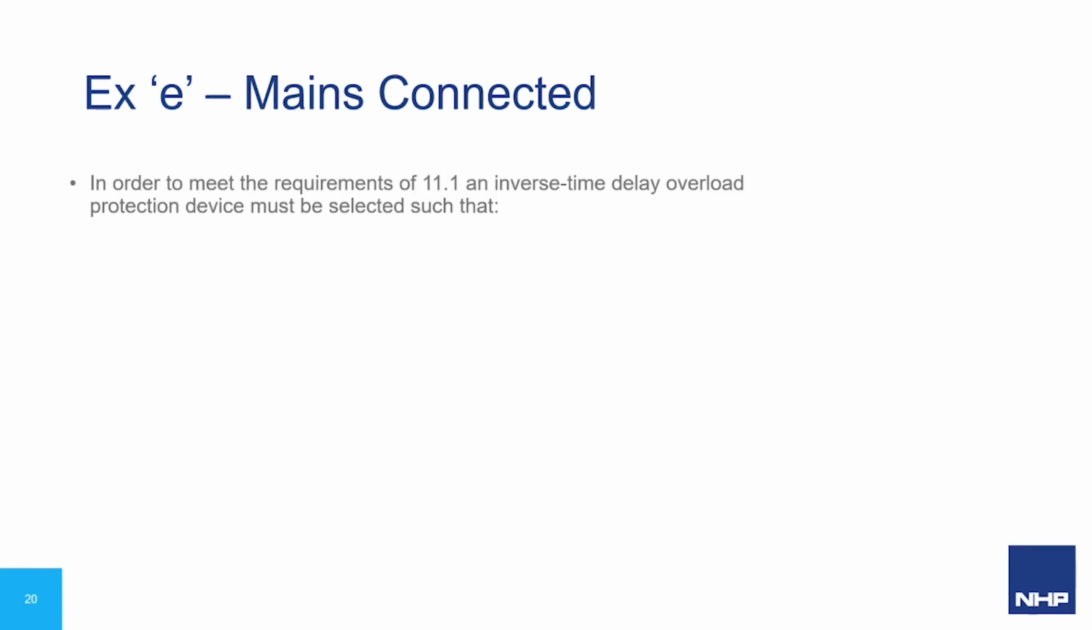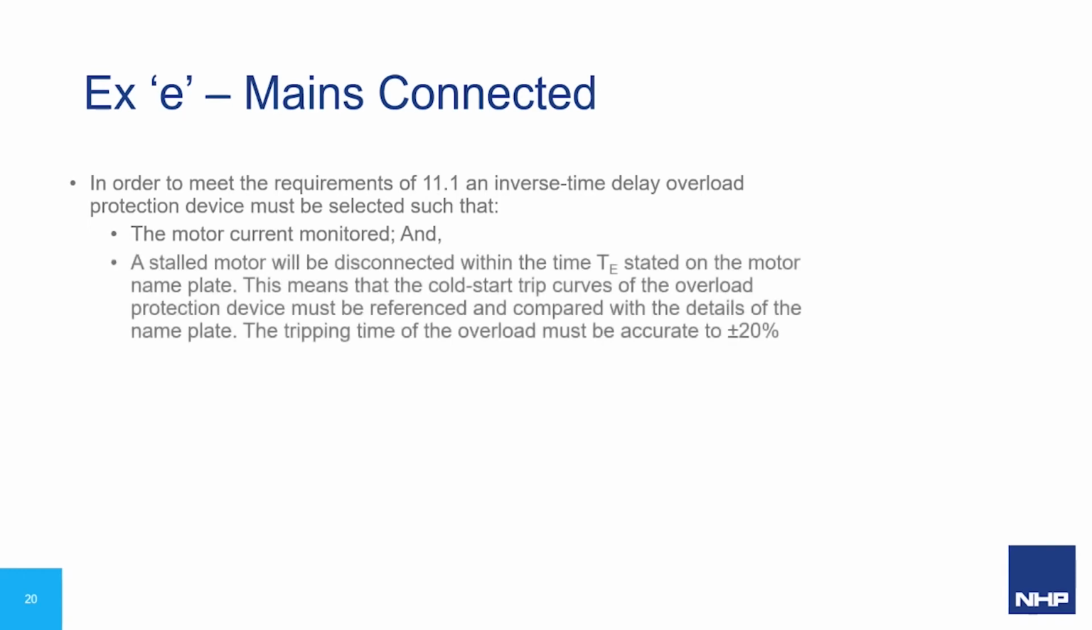Now for mains connected motors with EXE protection, in order to meet the requirements of section 11.1, which was the general requirements for rotating electrical machines, an inverse time delay overload protection device must be selected so that the following occurs. So first off, the motor current needs to be monitored, which of course a standard overload will do, but also a stalled motor will be disconnected within the time TE stated on the motor nameplate, and the current time characteristic curves giving the delay time of the overload relay as a function of the ratio of the starting current to the rated current need to be known.